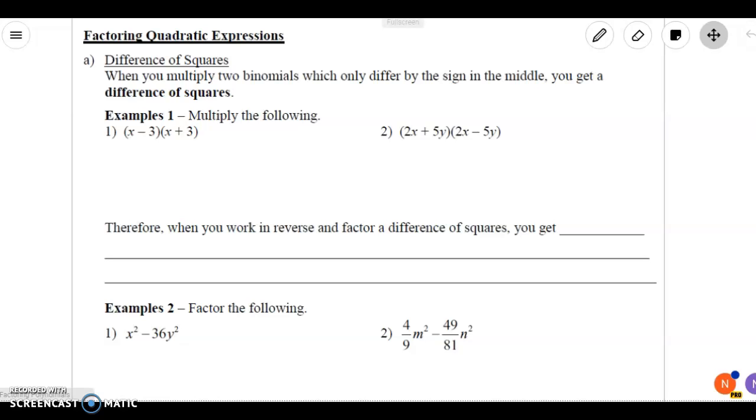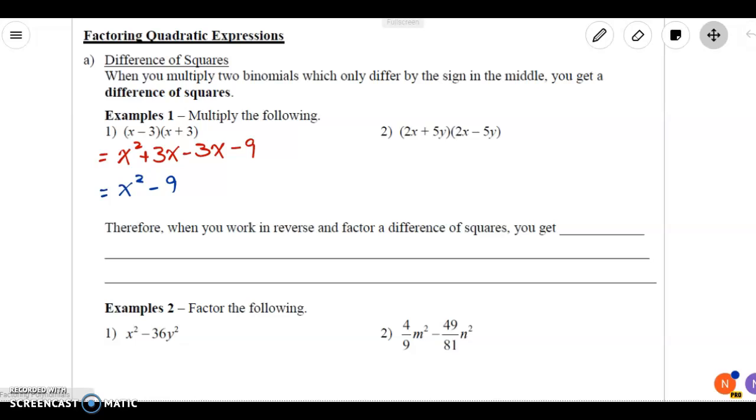Pause the video and try multiplying out each of the examples in example 1. So you'll notice what happened on the first one is we ended up with x squared plus 3x minus 3x minus 9, and our two middle terms actually equal 0 when we combine them. So we end up with x squared minus 9. You'll notice that x squared is a perfect square. 9 is also a perfect square. And we have subtraction in there, which is where the difference of squares comes from.